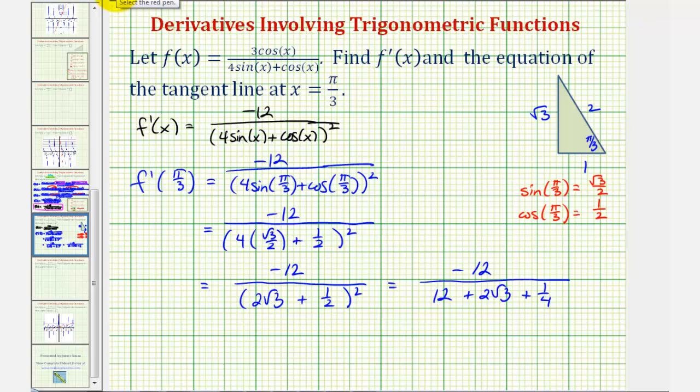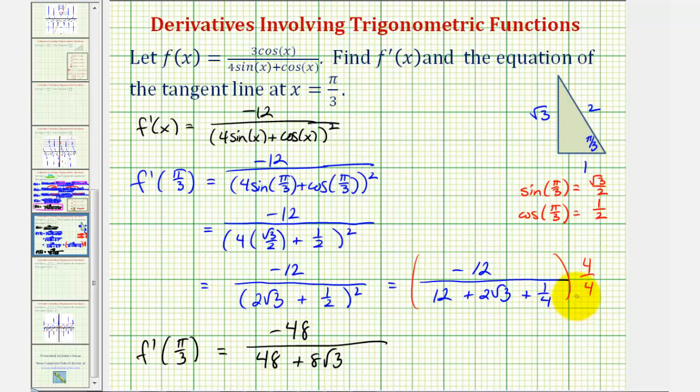So again, this is the slope of the tangent line. Let's go ahead and clear this 1/4 from the denominator by multiplying this by 4 over 4. So we'll say f prime of pi over 3 radians is equal to negative 48 divided by, we'd have 48 plus 8 square root 3 plus 1.